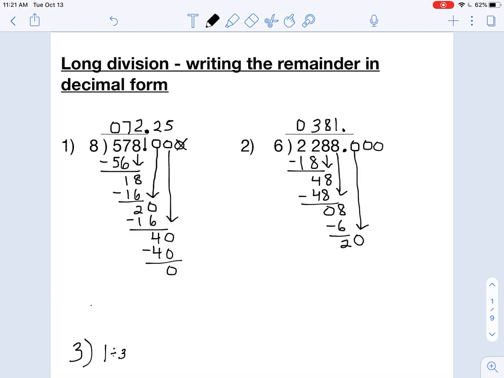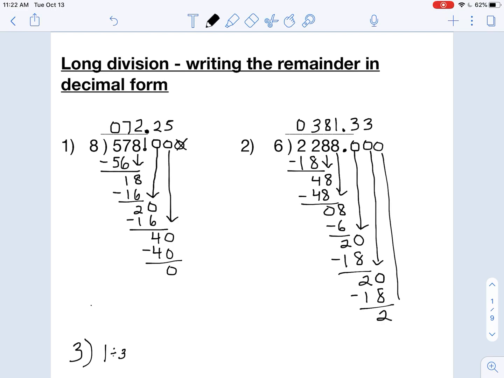So 6 goes into 20 3 times. That's 18. And we have a difference of 2. If I bring the next 0 down, you'll notice we have 20 again. 6 goes into 20 3 times, and I'm going to subtract 18 for a difference of 2. If I bring the 0 down again, we're going to have 20 again. So we're going to have this pattern that repeats, 20 minus 18, 20 minus 18, over and over and over, and the 6 goes into the 20 3 times.